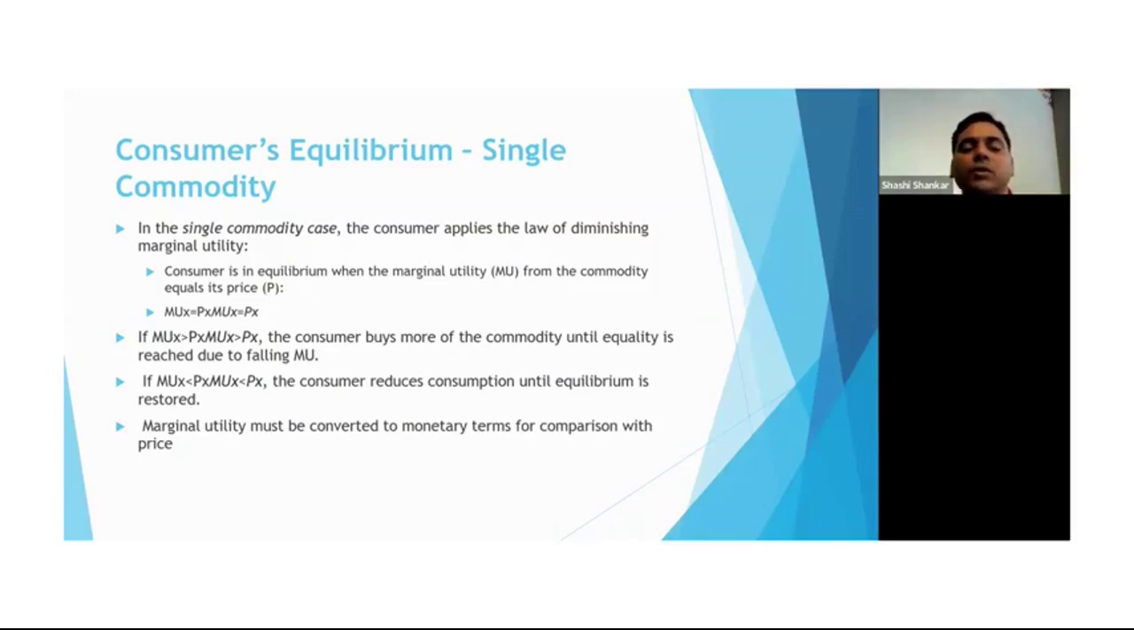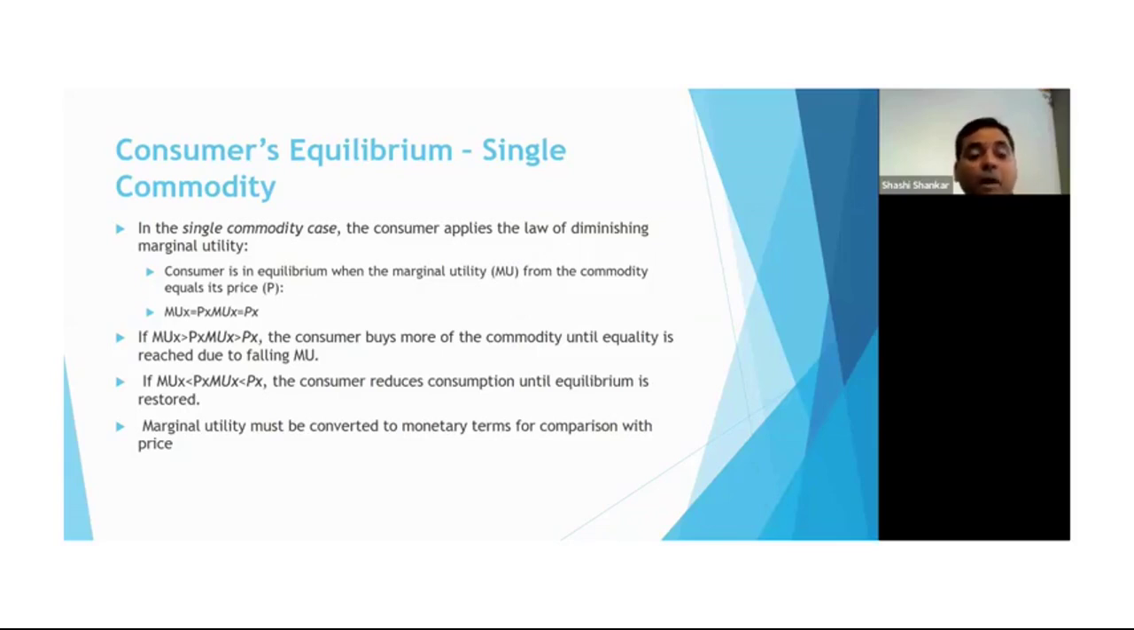The consumer is in equilibrium when the marginal utility from the commodity equals the price. That means the marginal utility will not have an impact even though commodity prices are going up and down. So the consumer is in the equilibrium state when the marginal utility from the commodity equals its price. Here I can give you a formula: marginal utility is equal to the price of the commodity.